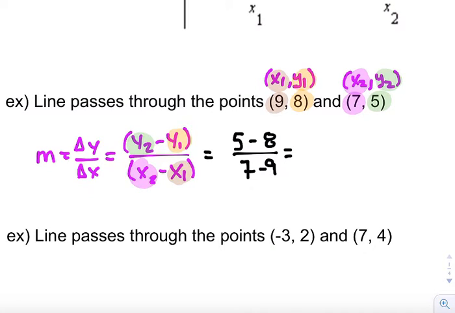Now it is important that we keep the order the same top and bottom, so whichever we're identifying as the first point and the second point, the x1 and the y1 need to come from the same point, and the x2 and the y2 have to come from the same point. And so carrying through the calculation, we have 5 subtract 8, that's going to be a negative 3. 7 subtract 9, that's going to be a negative 2. Two negatives, of course, make a positive, and so we'll end up with a slope of 3 over 2.